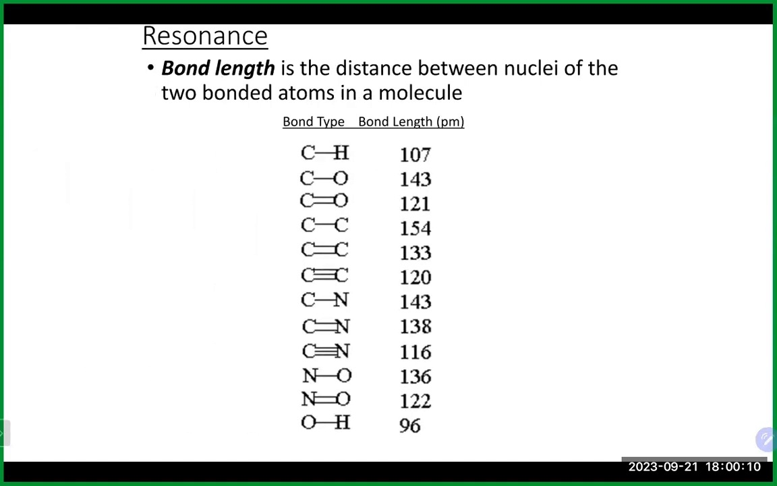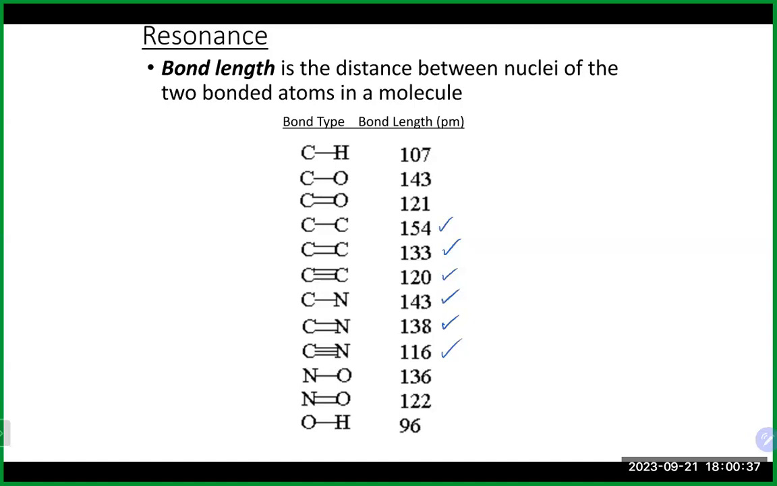So let's talk a little bit about bond lengths. You don't have to memorize this table, but these are some bond lengths, the distance between two atoms in a bond. If we look at the carbon-carbon single bond, that's 154, carbon-carbon double bond, 133, and triple bond, 120. If we look at the carbon-nitrogen single bond, it's 143, double bond, 138, and triple bond, 116.